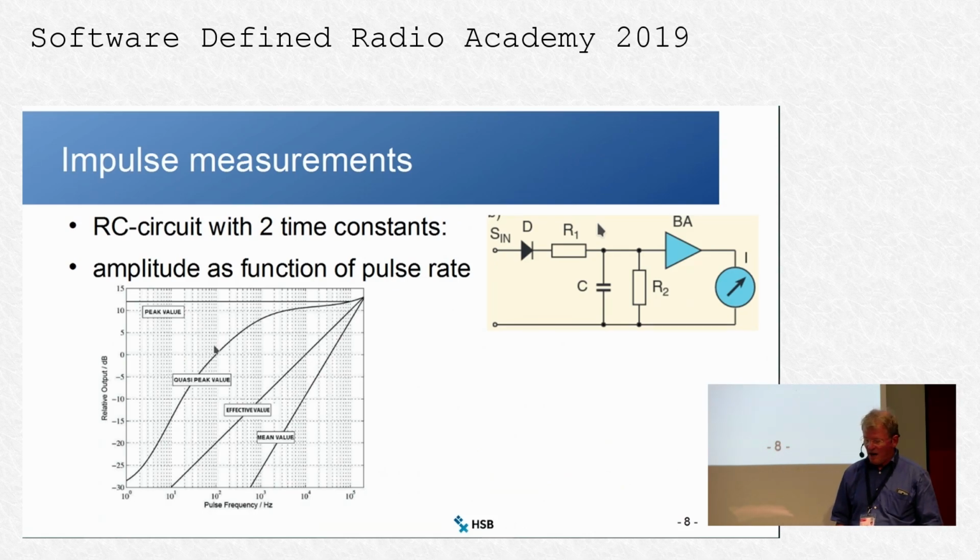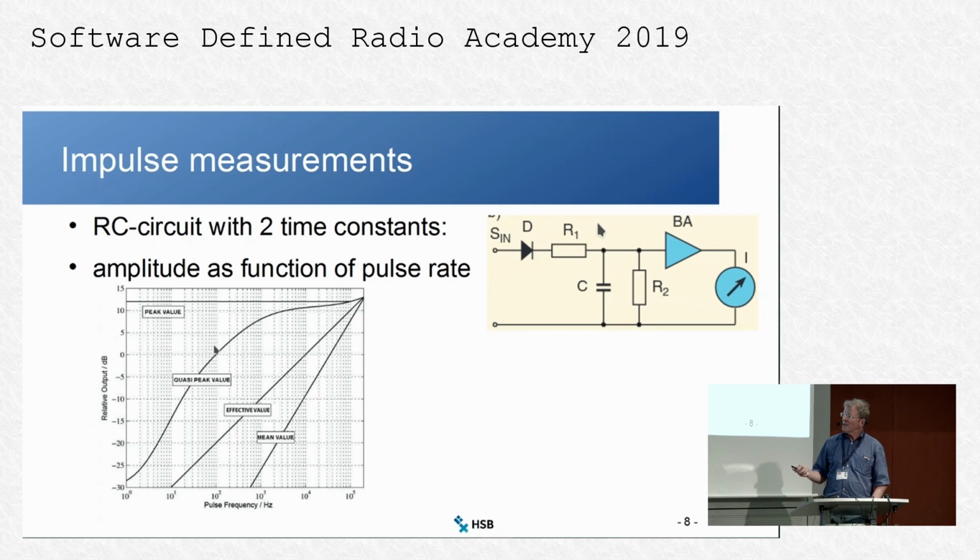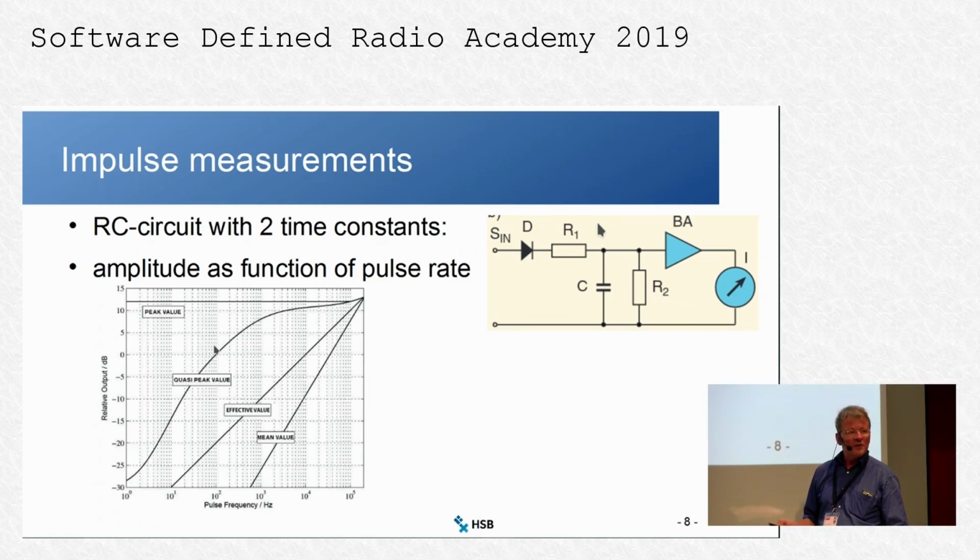Impulse measurements are done with different weighting, and this quasi-peak is from the old time of analog systems. Look here, you find a diode and an RC element with a second R and a second RC element, and this simulates the reaction of a very old analog instrument. And you see, when we have different weighting, mean value, effective value meaning RMS, quasi-peak value, and the peak value, you find with the pulse frequency different readouts of the instruments. This is very important to know when you measure pulses.